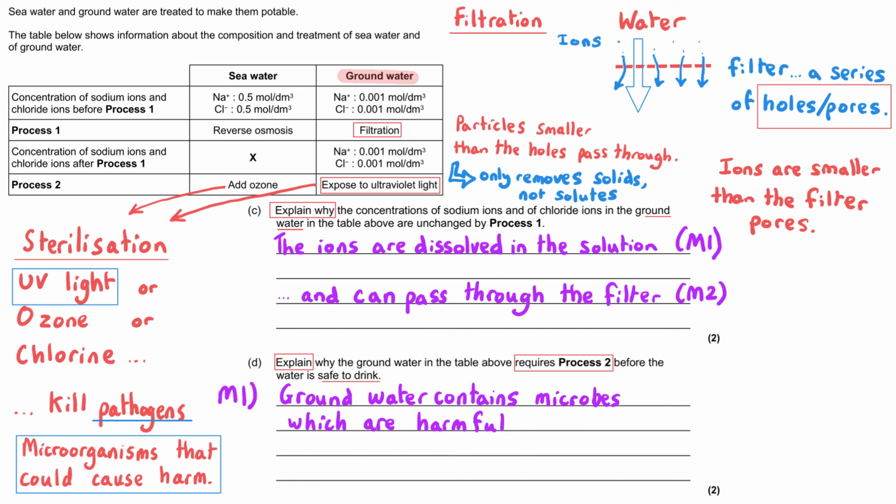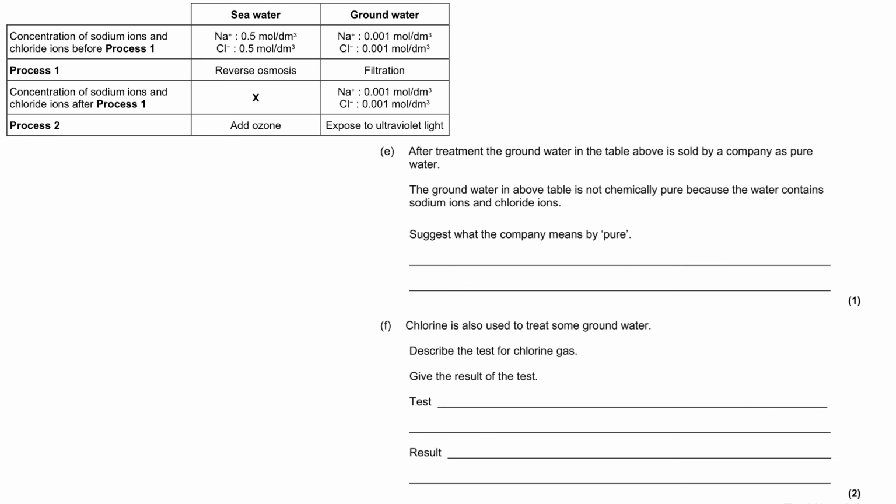And so to get both of these marks here, we need to say something like the water needs to be sterilized, or what that process involves, which is killing or destroying the microbes. And then the second mark is for saying the consequence of not doing that would be that these microbes would cause harm. After treatment, the groundwater in the table above is sold by a company as pure water.